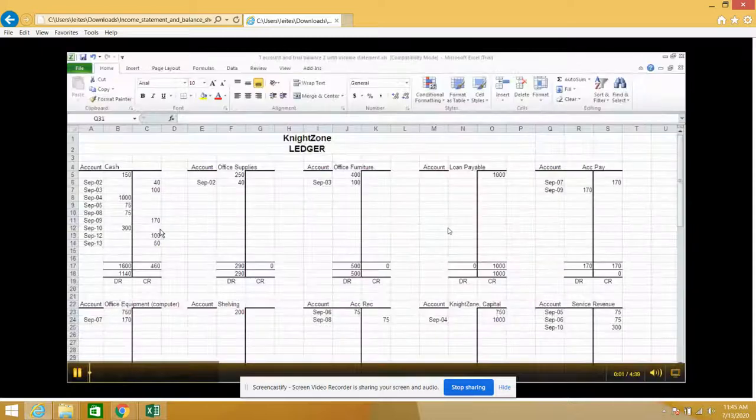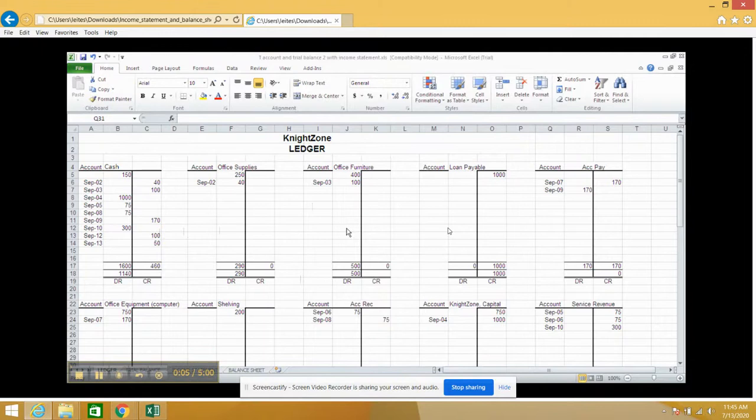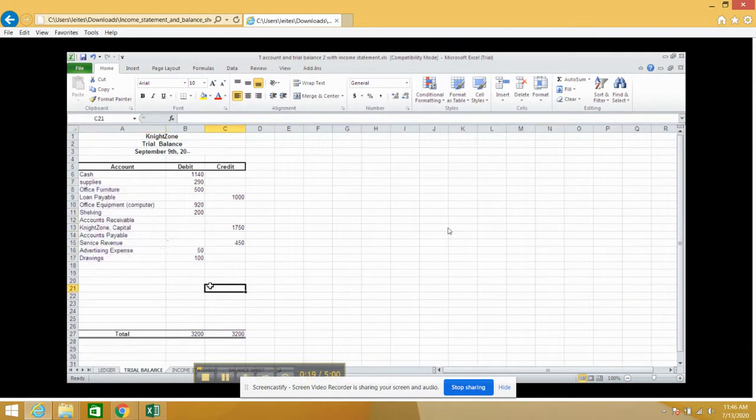So now we need to build an income statement. Taking a look at the Knights Own ledger, we notice that these are T accounts, and a period of time has gone by where we've done all the transactions using a T account. We're going to skip the T account and go right to the trial balance, and we notice that all of the accounts are listed on the trial balance, and yes, it does balance. The debits equal credits, which is a good thing.